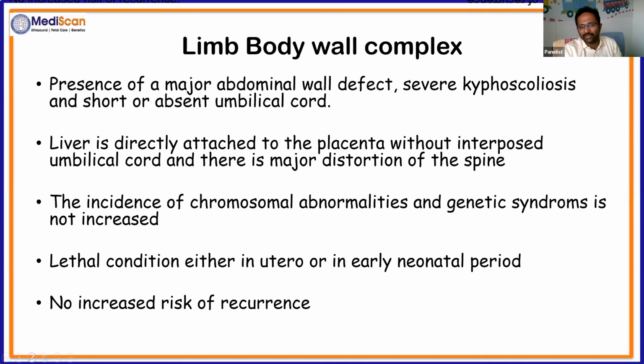This happens because of failure of closure of the lateral folds of the baby, and this can happen as early as 4 to 7 weeks of gestation. Here, the characteristic sign is that the umbilical cord is very, very short, so it is almost like the baby is attached to the placenta without any interposed structure. The risk of chromosomal problems is not increased. There is no increased risk of recurrence, but it is a lethal problem. Pregnancy needs to be terminated.